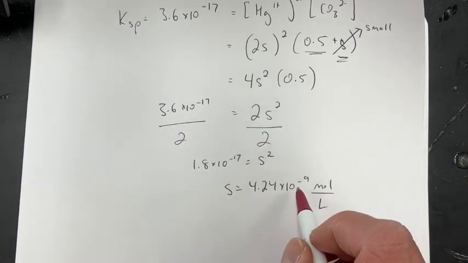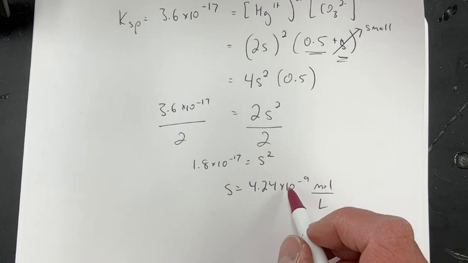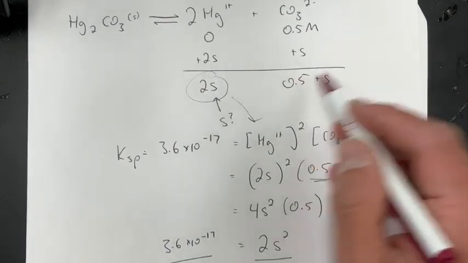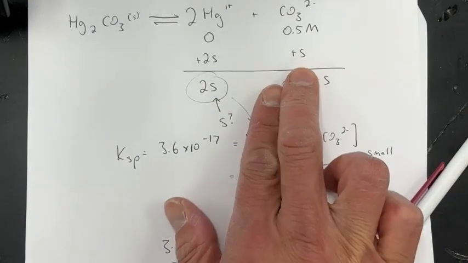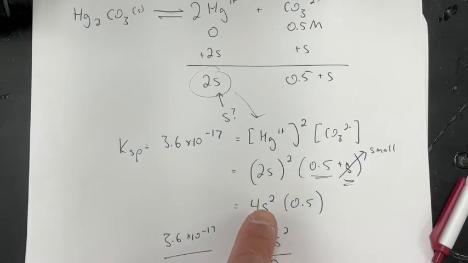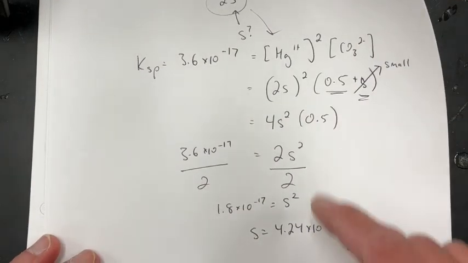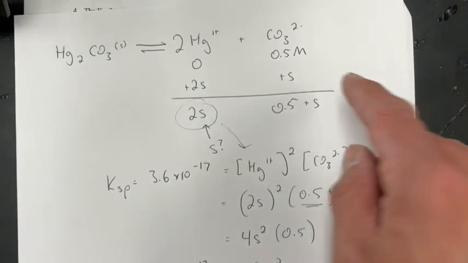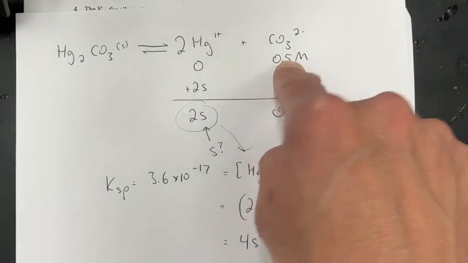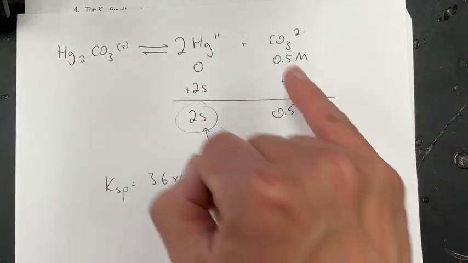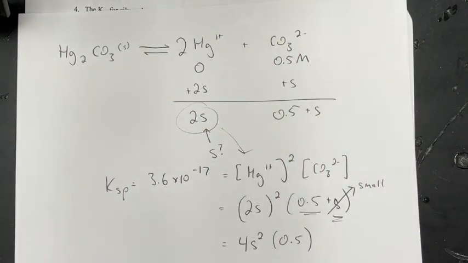which should be a lot less than what it would be in water, because if I just solve without this 0.5 here, so if I had 4s and this was s, so 4s cubed, then my s would be a lot larger, just by doing the math. And it makes sense, because if I take 0.5 molar of this and I add it to my equilibrium, it's going to shift my equilibrium this way. Less of this will dissolve, and I will have more solid here. So that's the common ion effect in solving Ksp problems.